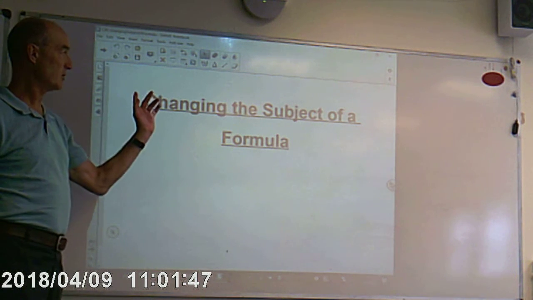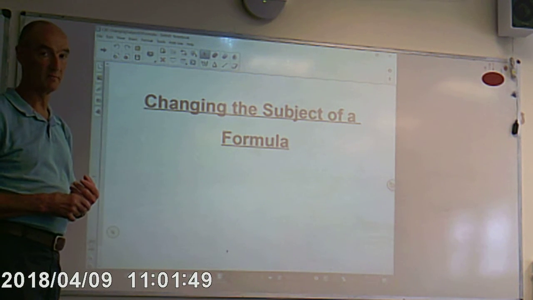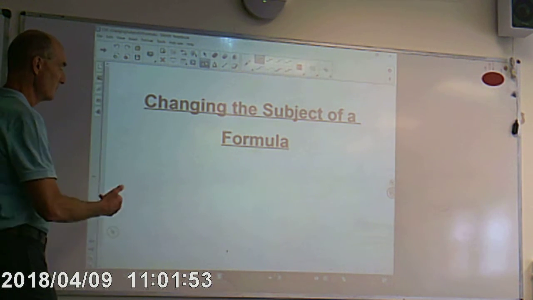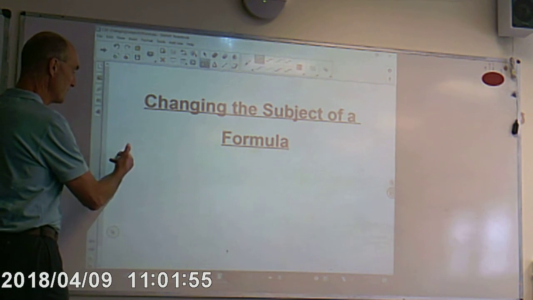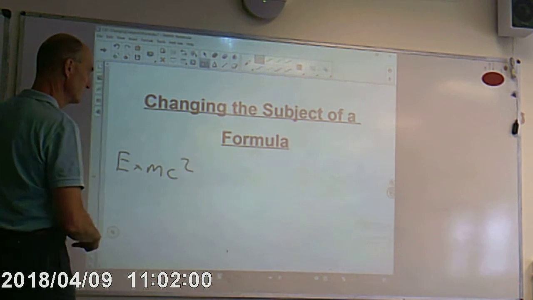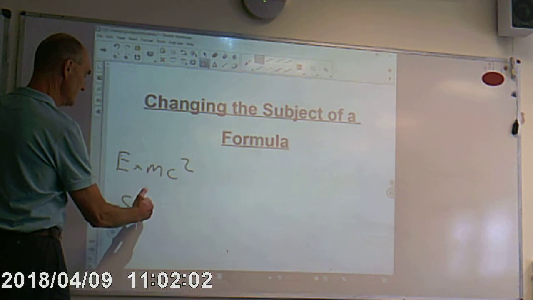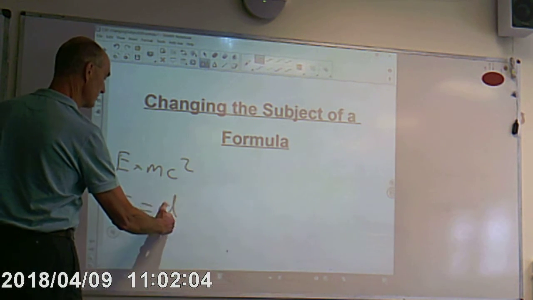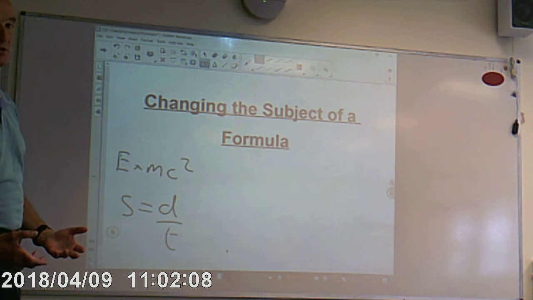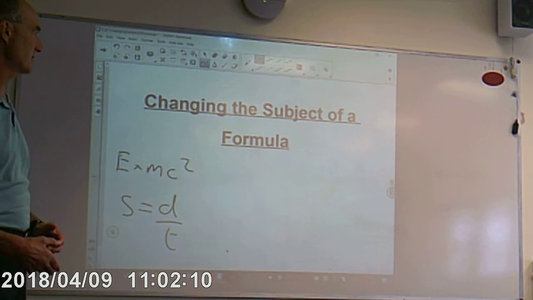Okay, today we're going to have a look at changing the subject of a formula. So a formula can be something like Einstein's famous formula E equals mc squared, or speed equals distance divided by time. This formula allows us in practical terms to actually work something out.